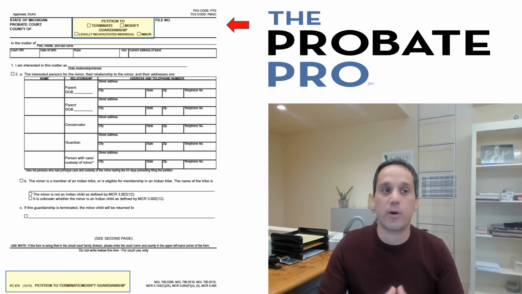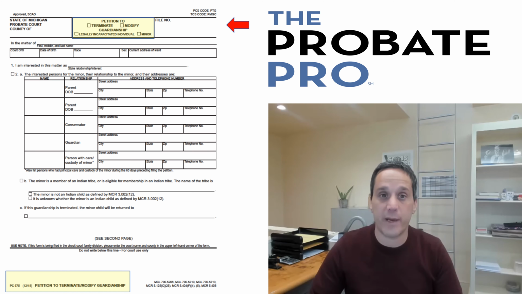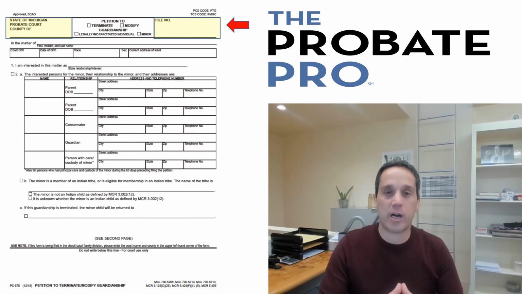In addition, the form has a variety of checkboxes. Included would be a termination of a guardianship for a legally incapacitated individual, as well as a minor. We're going to spend this discussion on terminating a guardianship involving an adult, the non-minor situation. So let's walk our way through it.